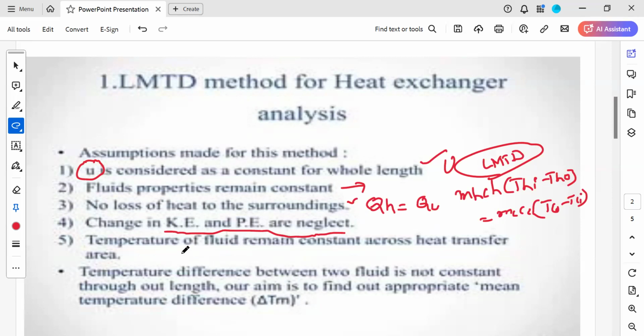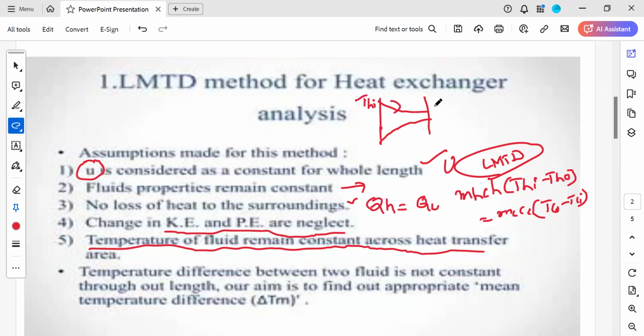Next, the temperature of the fluid remains constant across the heat exchanger. Once it has reached steady state, that value will remain constant with respect to time. Next, the temperature difference between the two fluids is not constant throughout the length, because in a parallel fluid exchanger the hot fluid inlet will be at high temperature and the outlet at low temperature. Cold fluid inlet will be at low temperature, and after gaining heat it will be at high temperature.